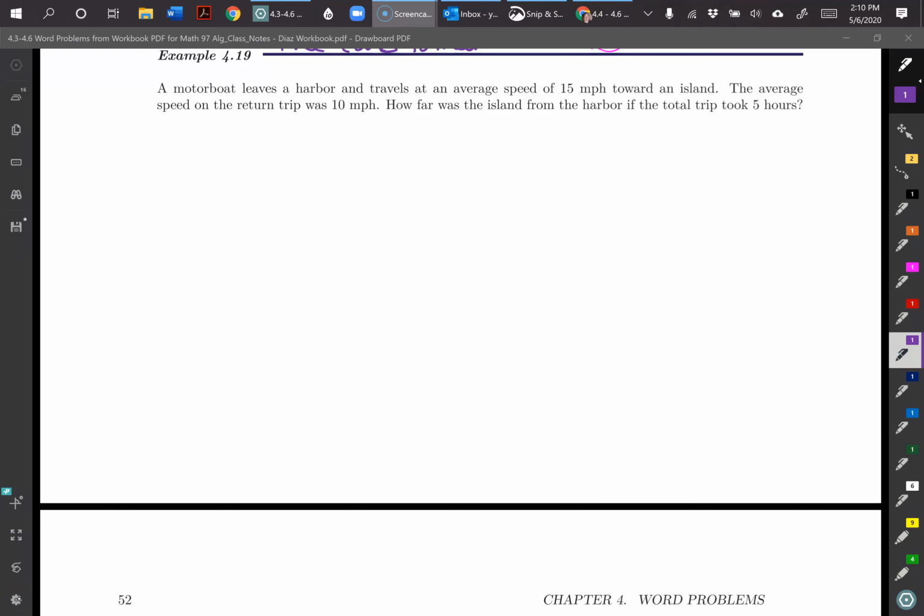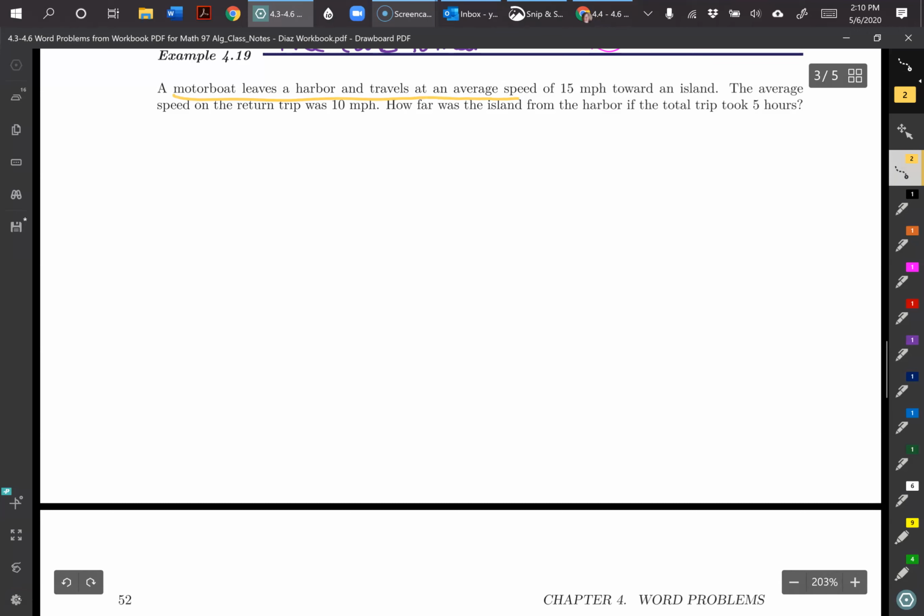So now we're on example 4.19. A motorboat leaves a harbor and travels at an average speed of 15 miles per hour toward an island. The average speed on the return trip was 10 miles per hour, probably because there was some current or whatever. How far was the island from the harbor if the total trip took 5 hours? So again, we have the same sort of idea. We're going to use that rate times time equals distance, or vice versa.